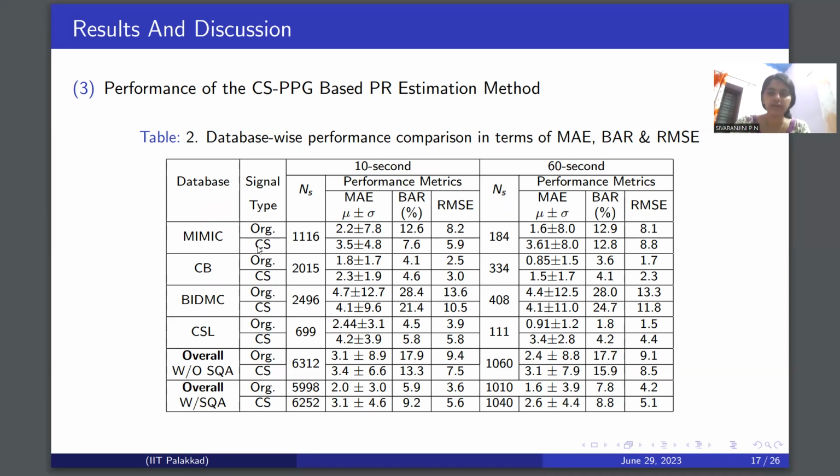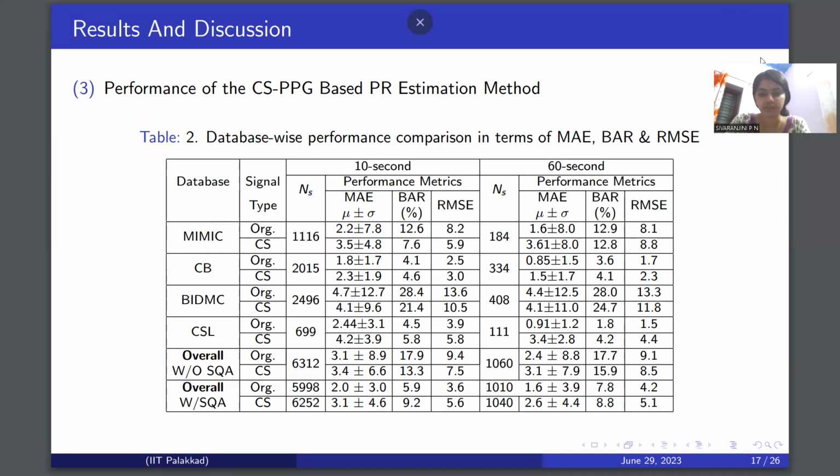From this table, the inference is that the original PPG-based method had better performance than the CS PPG-based method. However, the CS PPG-based method uses only 1/5 of the computational operations as compared to the original signal. Hence, the performance of the CS PPG-based method is very much comparable to the original PPG-based method.